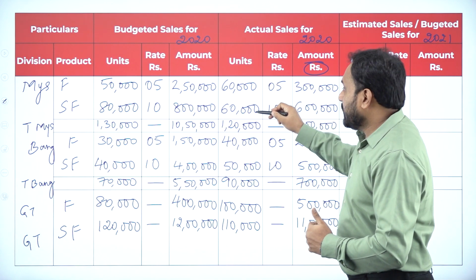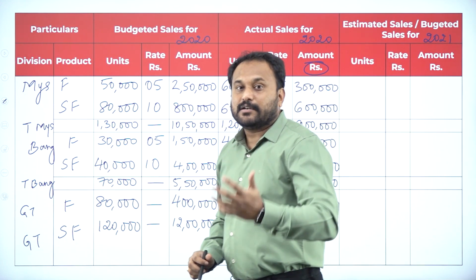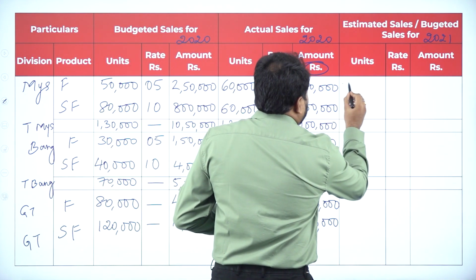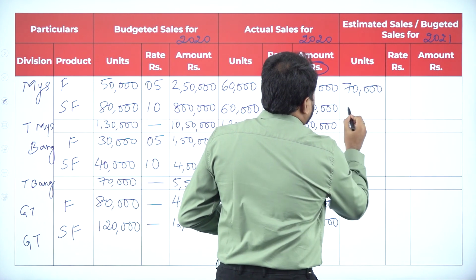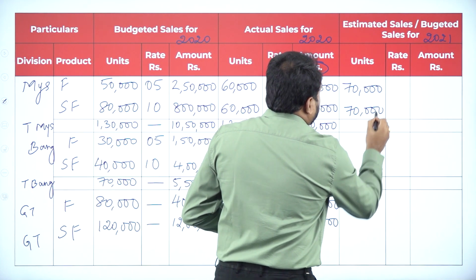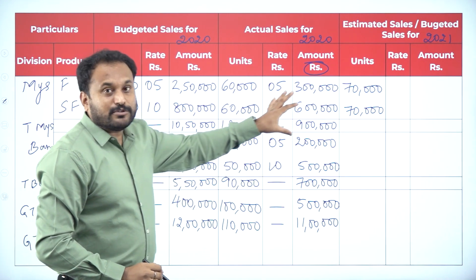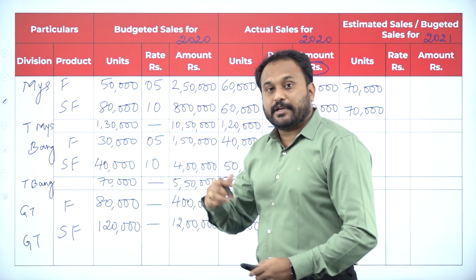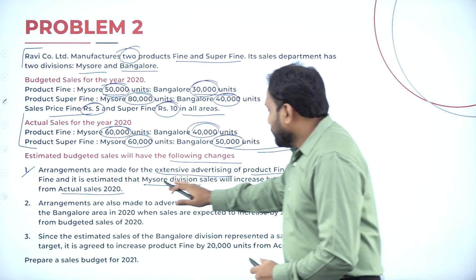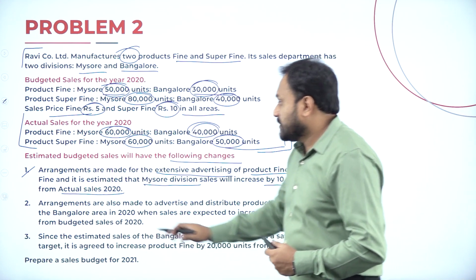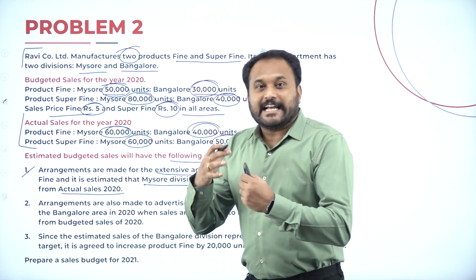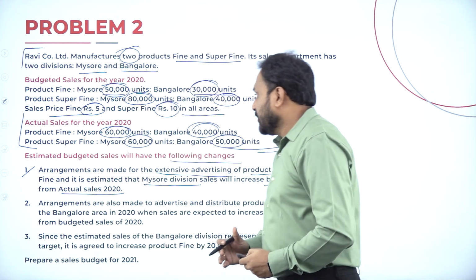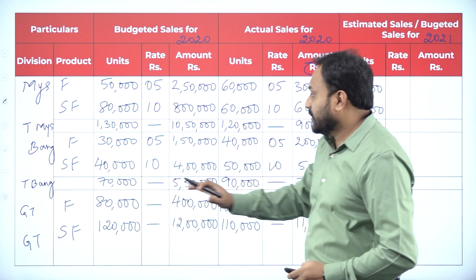Now actual is how much? 60 and 60. So if we add 10,000 to each of the products, that is fine and super fine, what will be the result? That is 70,000, and here also it is 70,000. So you got it. We are not supposed to add from budgeted, we are supposed to add from actual. Now why are we doing that? Because in the adjustment they say that the Mysore division sales will increase by 10,000 units from actual sales 2020. That's why we will increase from actual sales and not from budgeted sales. So we are done with 70 and 70. The first adjustment is done.